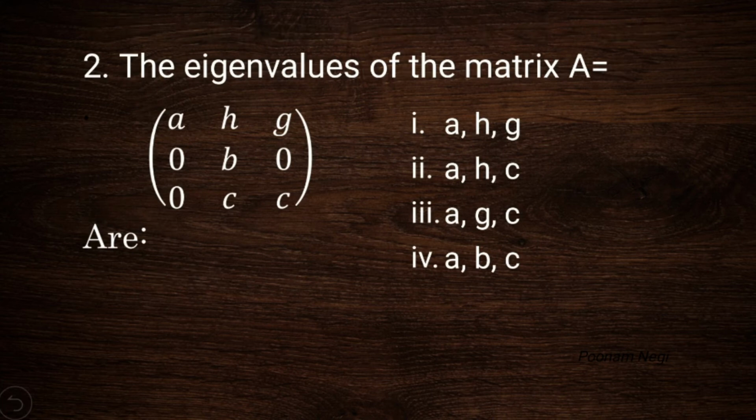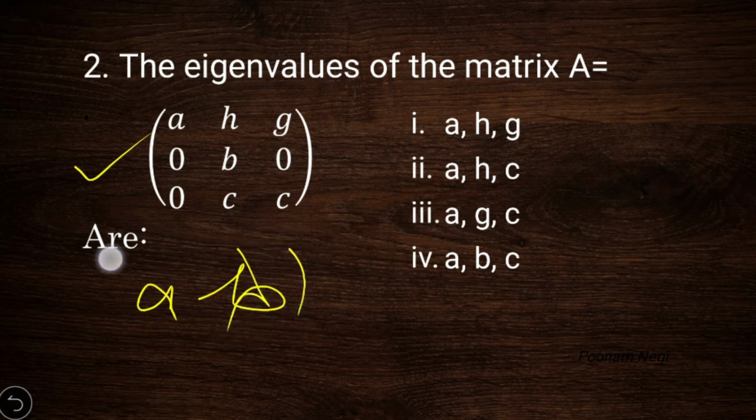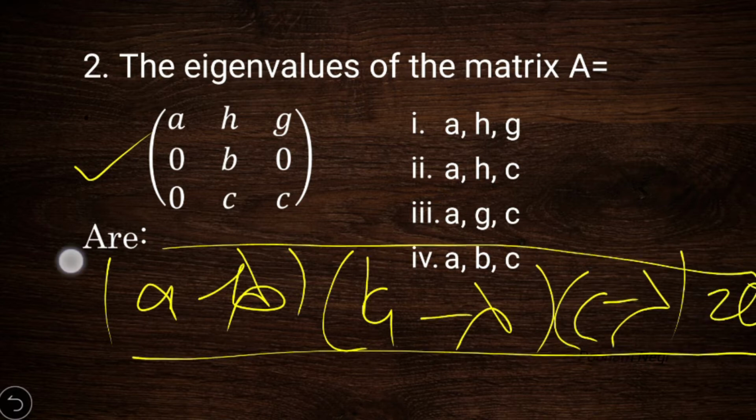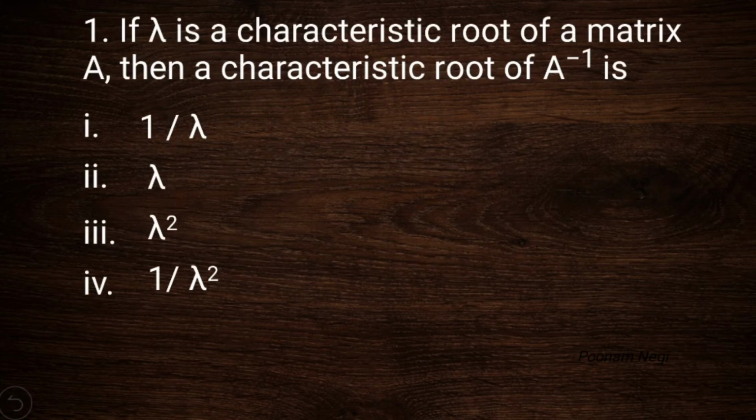Next question is, the eigenvalue of this given matrix. The characteristic polynomial for this matrix will be (A minus lambda) into (B minus lambda) into (C minus lambda) equals 0. That's why the roots, or the eigenvalues, will be A, B and C. The correct answer is option number 4.